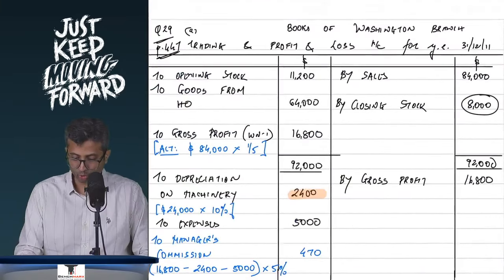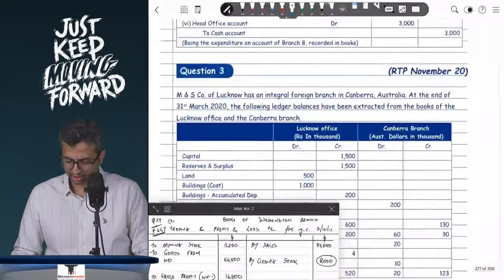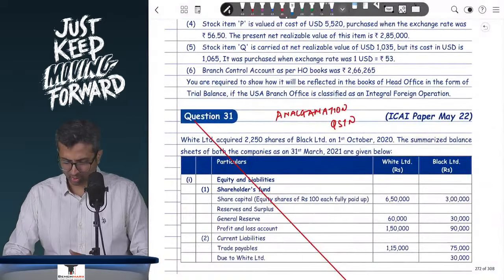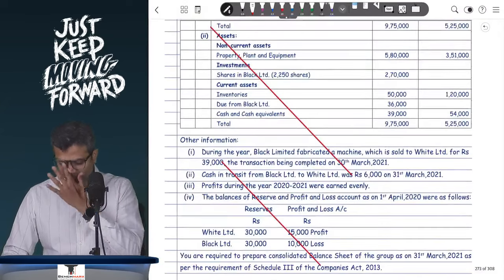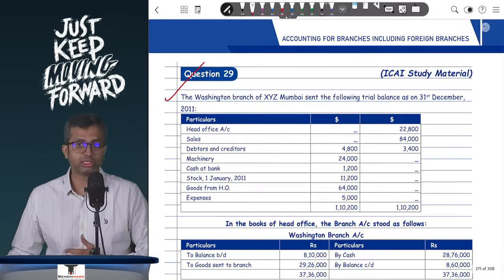Next, you will go to question number 29. There is part A and B over here. Let us review. 31 is a question that you can cancel because it is a question from the amalgamation chapter, which is wrongly printed over here. So 31 is not there. You'll just have 29 and 30 and this gets done.